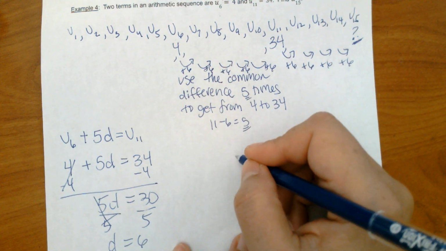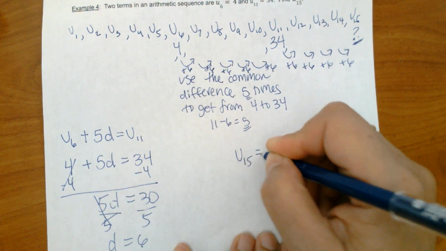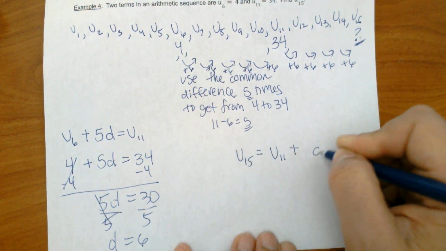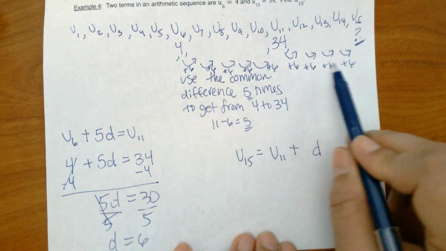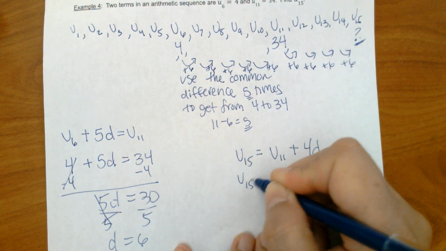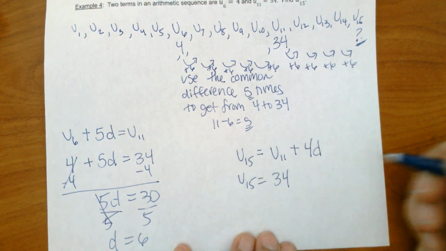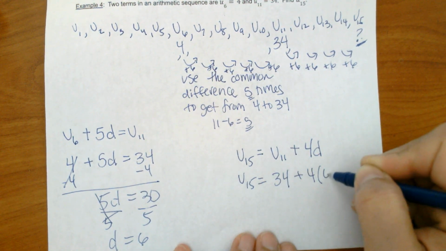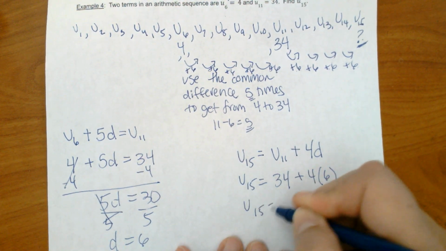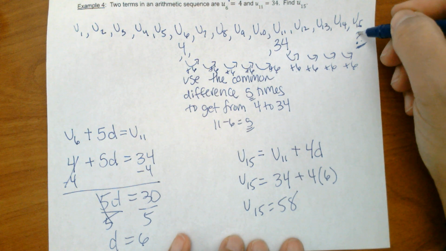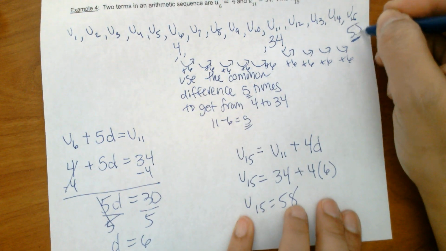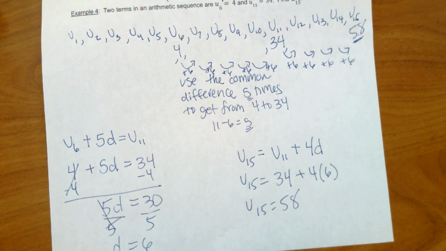Or we can say, okay, we want u sub 15. So we're going to take u sub 11 and add the common difference how many times? 1, 2, 3, 4. Add the common difference 4 times. So then we can get u sub 15. We're going to take 34 and add 6 4 times. That's what this means. And u sub 15 is going to come out to be 58. So this right here is 58.